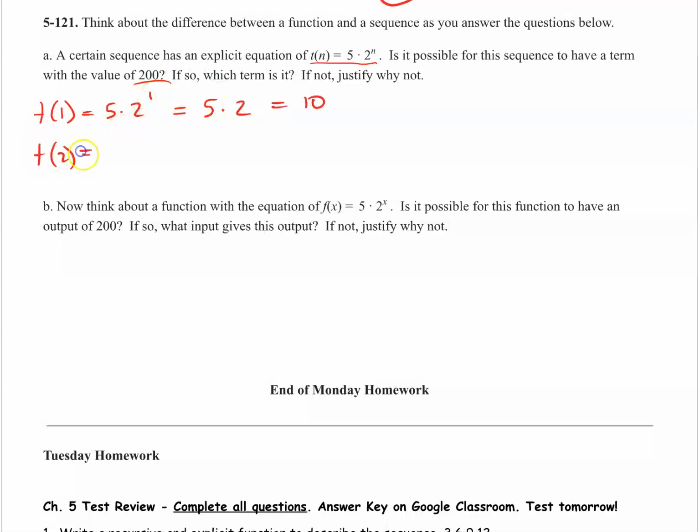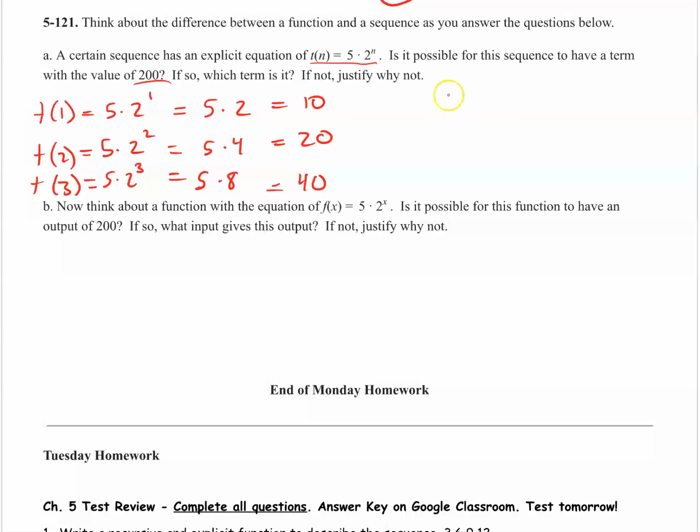Now let's get the second term. 5 times 2 to the power 2. This is 5 times 4, which is 20. And then you can get the third term. 5 times 2 to the power 3. 2 to the power 3 is 8. That's 2 times 2 times 2. That's going to be 8, so it's 5 times that 8, which is 40.